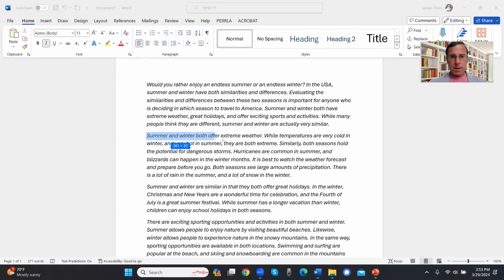Okay, the first one says, "Summer and winter both offer extreme weather." Right away, it's a great topic sentence. I see use of the word "both." I know that's comparative language. He's focusing on the similarities.